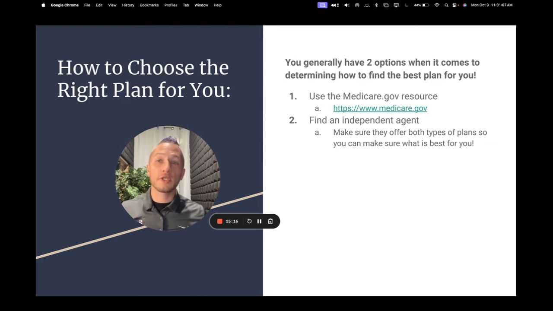The next question is, how do we choose the right plan for you? Well, you generally have two options. You can go to the Medicare.gov resource that is offered to you, or you can find an independent agent to help you through the process. So here are a couple advantages and disadvantages of both.